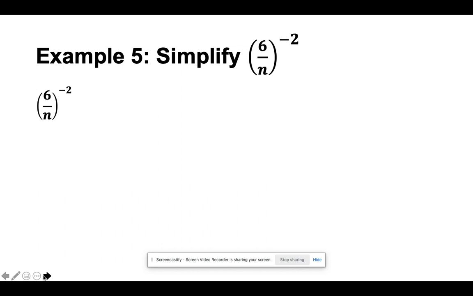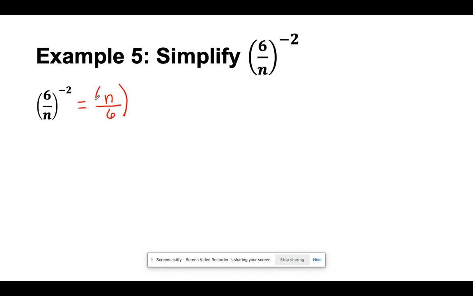We're going to look at two more examples of simplifying using our properties of exponents. And here I have a negative exponent, but I also have stuff inside a fraction. So the negative exponent tells me I need to move things. Well, since I have a fraction, I'm going to move both the 6 and the n. I'm going to take the reciprocal.